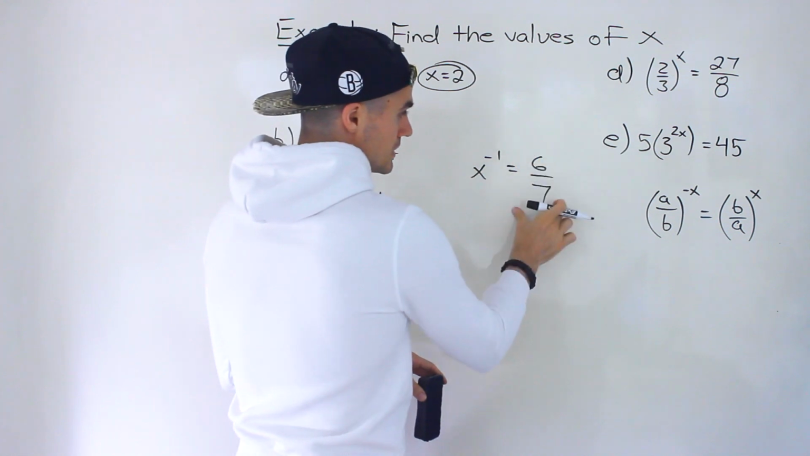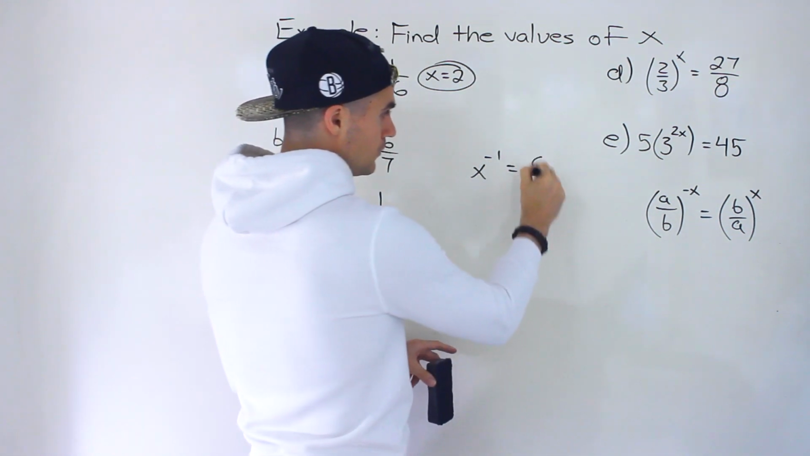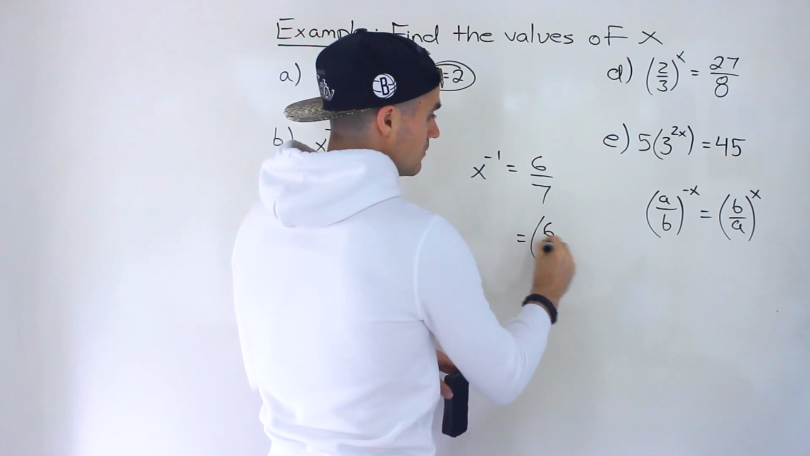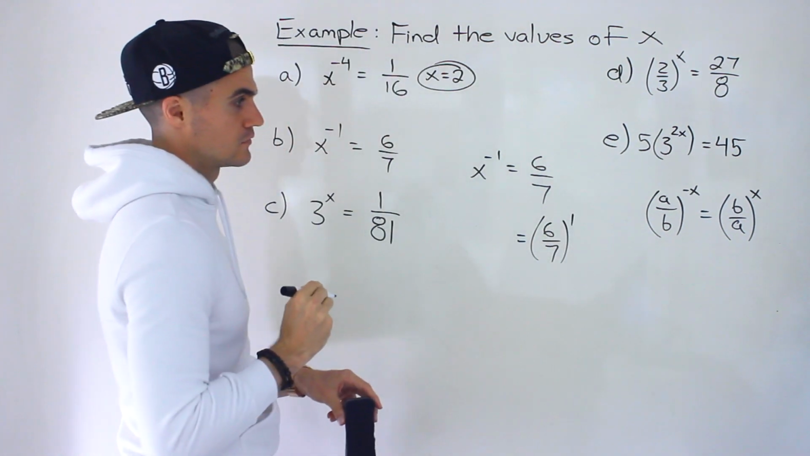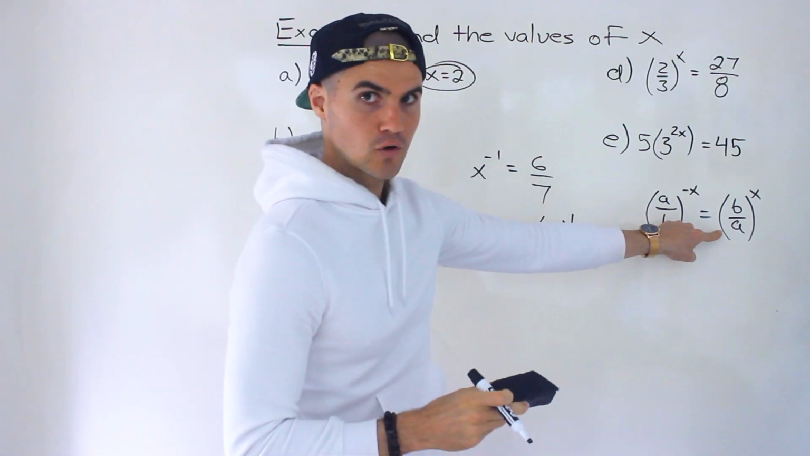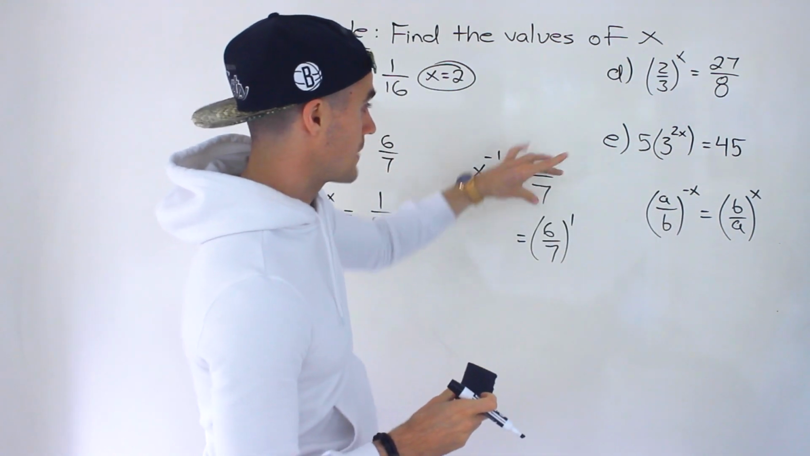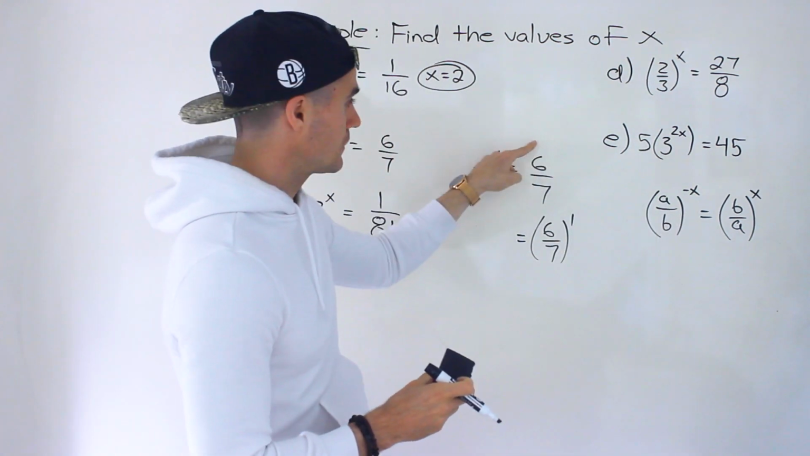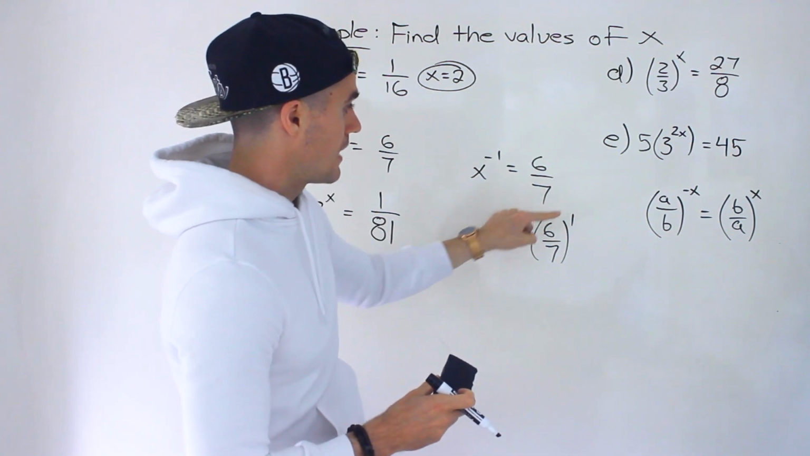So what we can do with this is, because the exponent is negative 1, why don't we just make this, for now, be 6 over 7 to the power of positive 1. So notice that this is in this kind of format over here, right? Because anything is the same as that thing to the power of 1. So we could rewrite the 6 over 7 as to the power of positive 1.